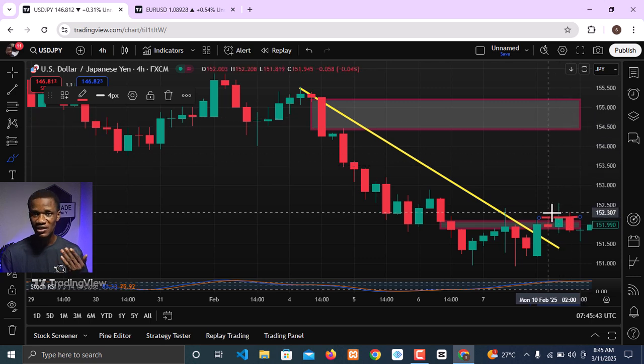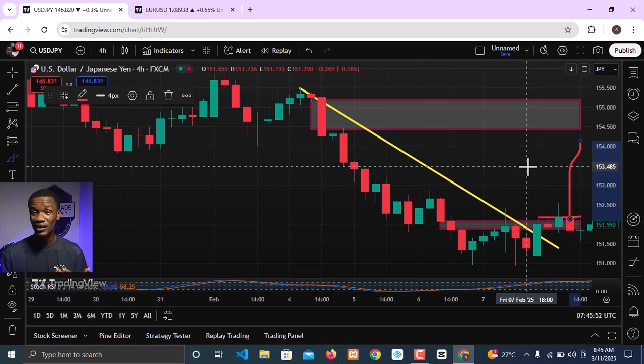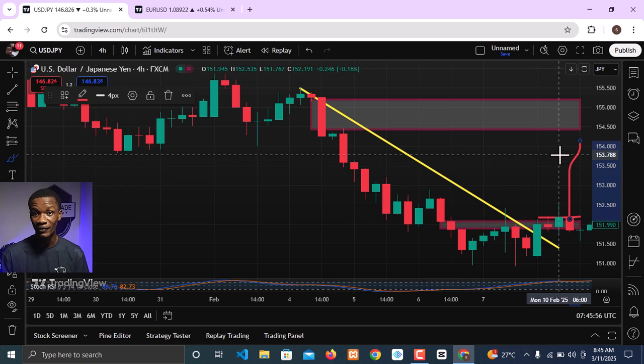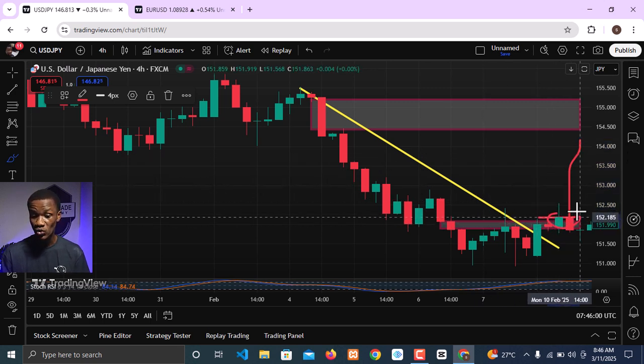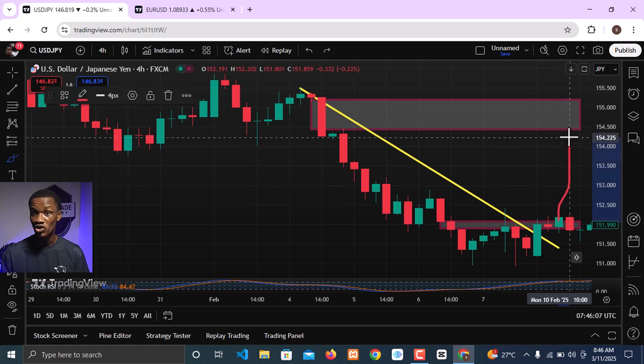Now, what this does is that it gives you a guarantee that the market is going to definitely move in that direction. Because you see, a lot of people, when they want to take a counter trend position, they don't know whether the market is going to move in that direction or not. But if this fair value gap right here is closed, as you can see, it means that it is a guarantee that the market is going to move from here all the way to the upside.